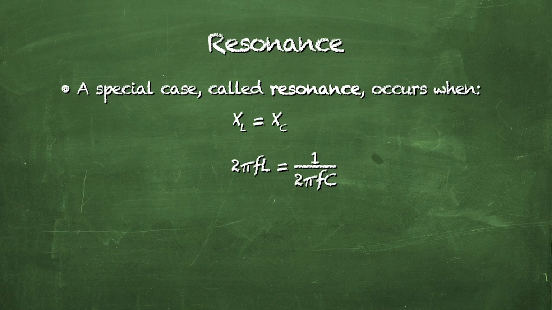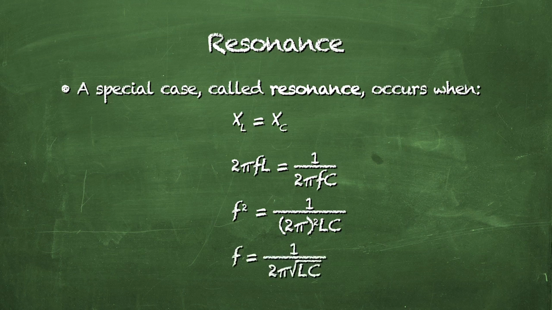We can multiply both sides by the frequency and divide both sides by 2 pi L, and that gives us the frequency squared, the resonant frequency squared, is 1 divided by the quantity 2 pi squared times the inductance times the capacitance, or the resonant frequency is 1 divided by 2 pi times the square root of L times C. So there is always a frequency at which the inductive reactance and the capacitive reactance are the same.